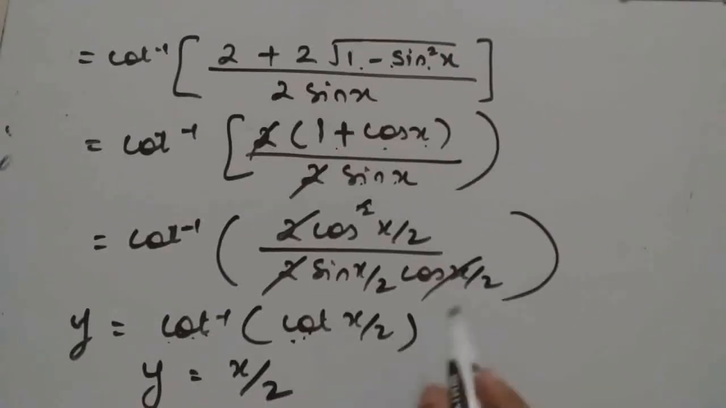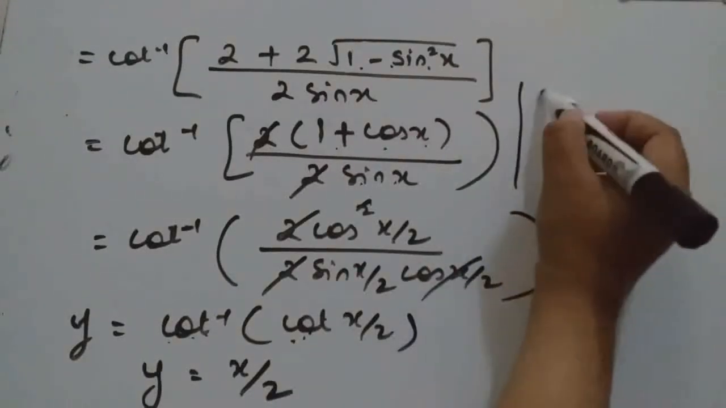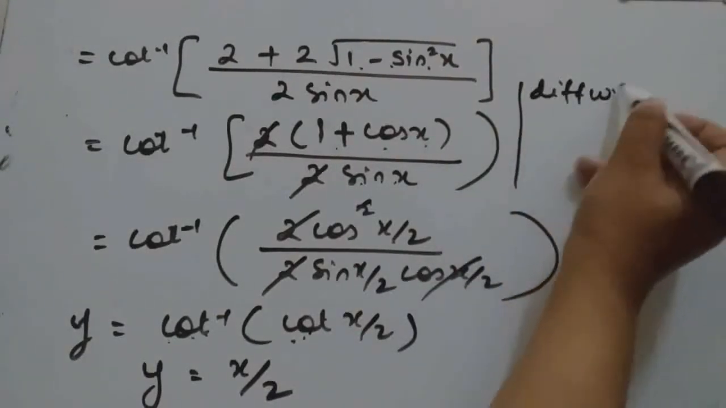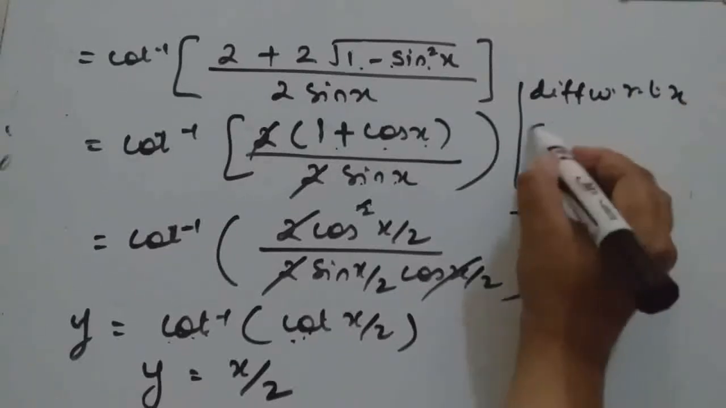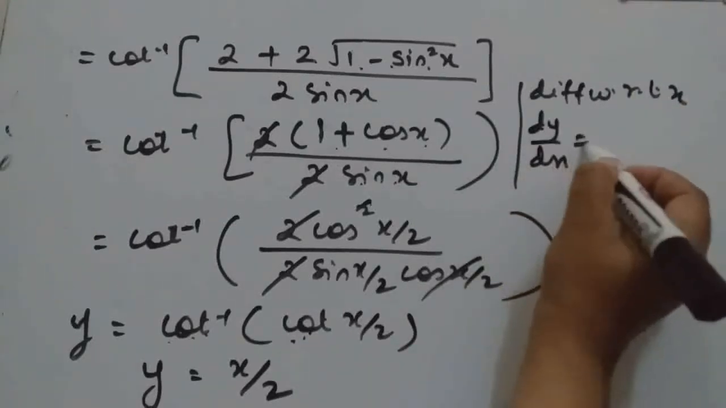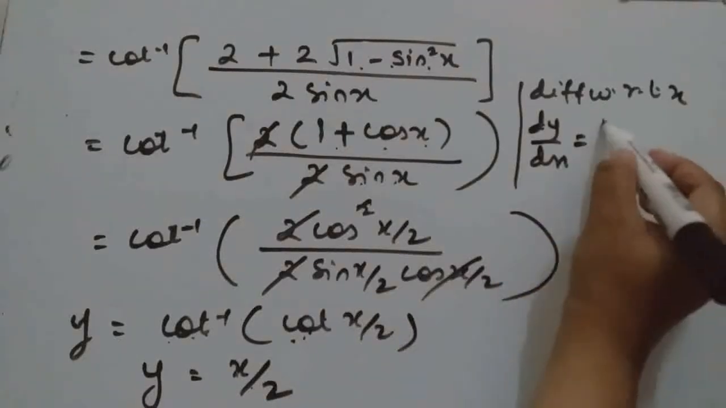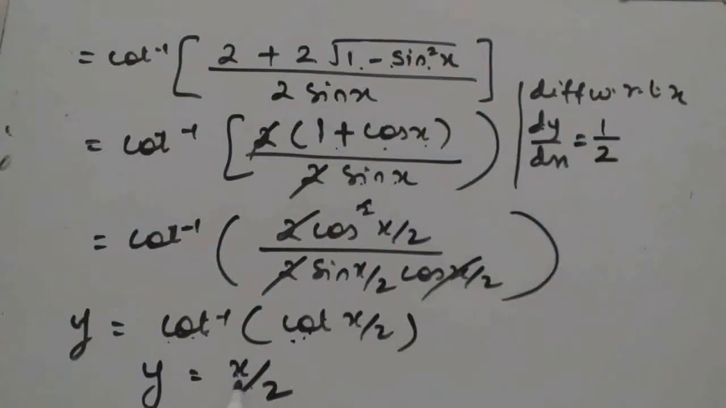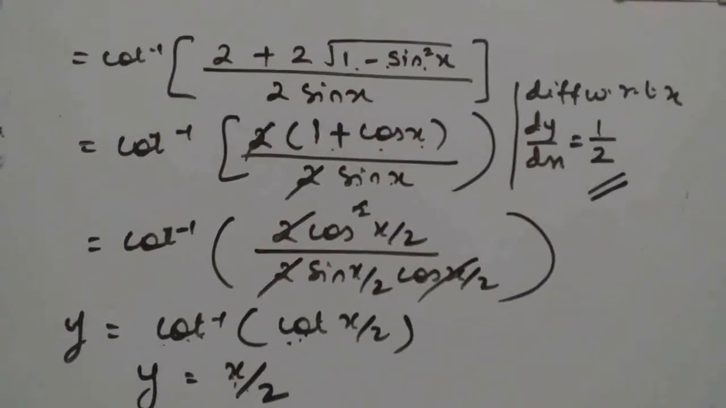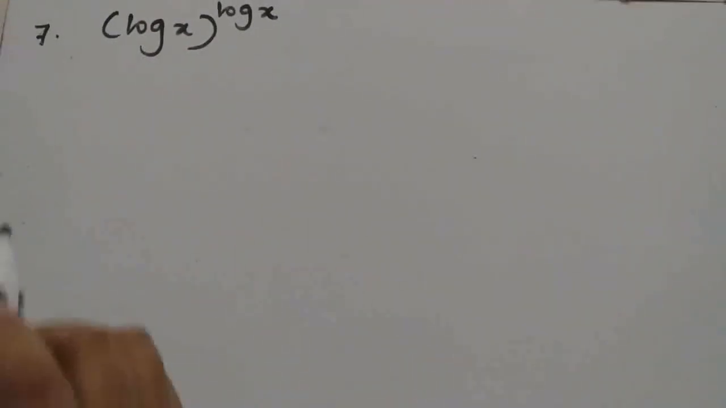Now we can find the derivative of this. So differentiate with respect to x. So dy by dx will be, the derivative of x by 2 is the coefficient only, half. The derivative of x is 1. So this is your answer.